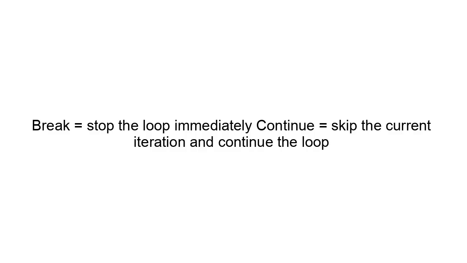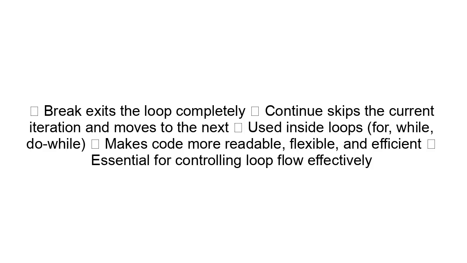Final summary. Break exits the loop completely. Continue skips the current iteration and moves to the next. Used inside loops: for, while, do while. Makes code more readable, flexible, and efficient. Essential for controlling loop flow effectively.